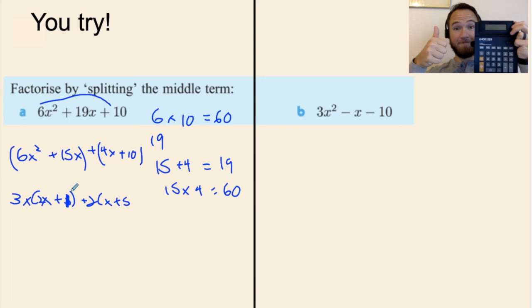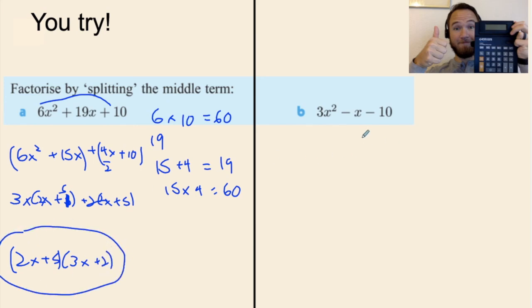I'm sorry, on this one. If I took out a 3x, I would get x plus 5. And then I would leave with 2x. If I divide by 2, I get 2x here. So I'm left with 2x plus 5 and 2x plus 5. That can come out front, and I get whatever's left, 3x plus 2. There we go. Okay. On B, if you didn't get this one right, okay, go ahead and try B again, just to double check and then come back.